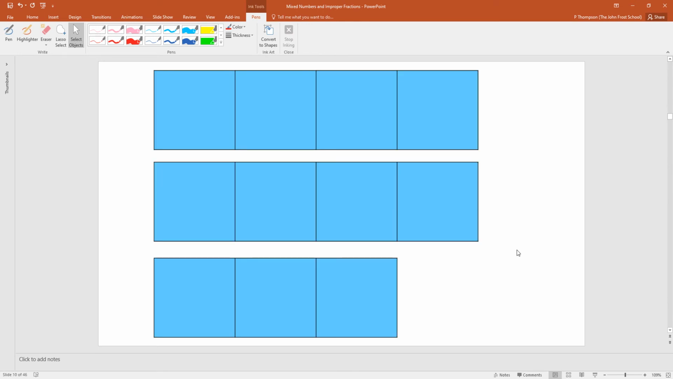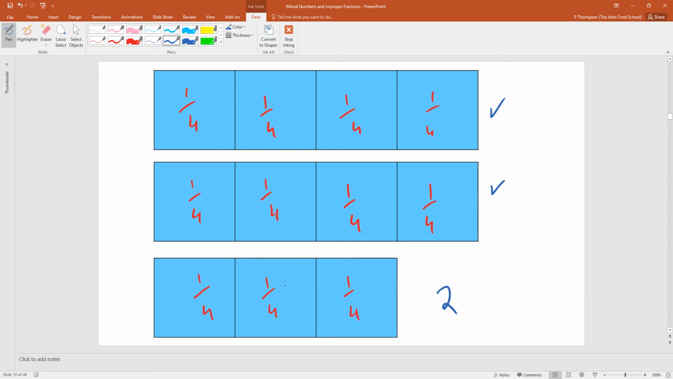Okay, this one here, for example. These are obviously quarters, aren't they? Because there are 4 equal pieces. These are all quarters. So quarter, quarter, quarter, quarter, quarter, quarter, quarter. Now you can see that this is 2 whole ones and 3/4 left over. See, this is 2 3/4.